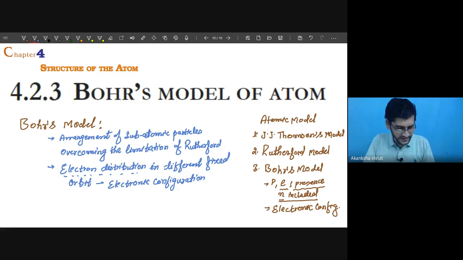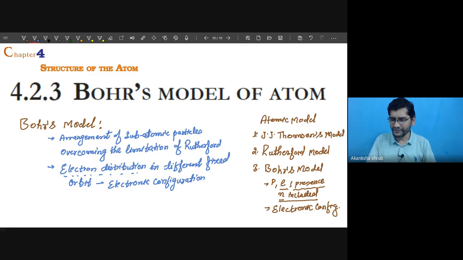Good evening, students. Today we are going to learn about the Bohr model of atom. Students, regarding the structure of atom or atomic structure, different atomic models are given. These models tell how the subatomic particles are arranged inside the atom.